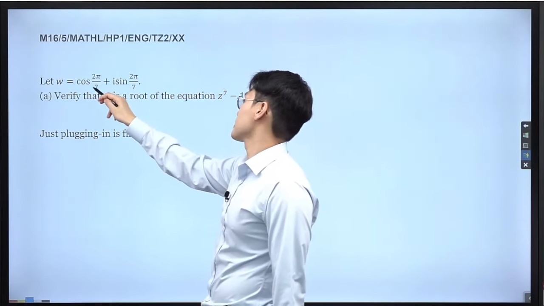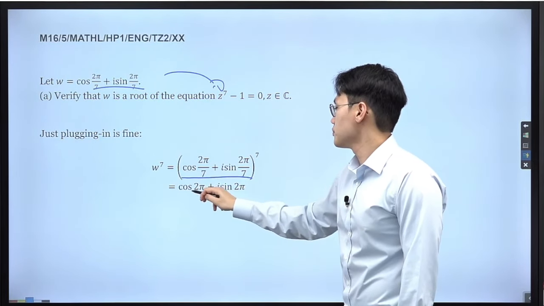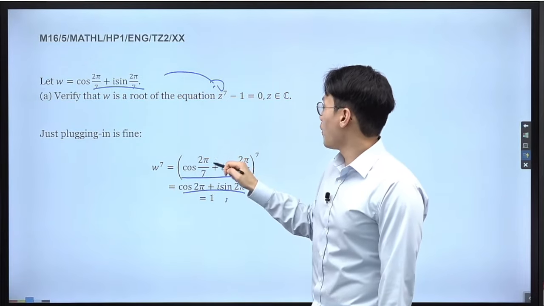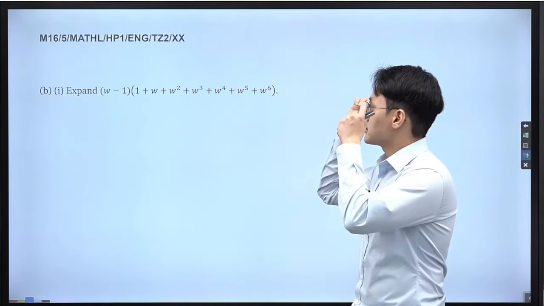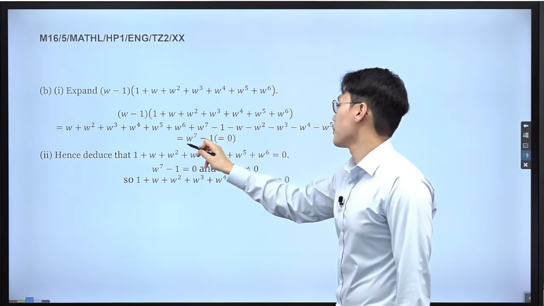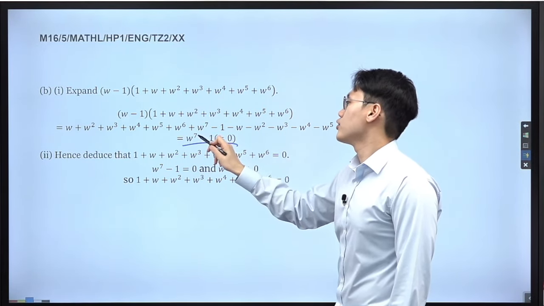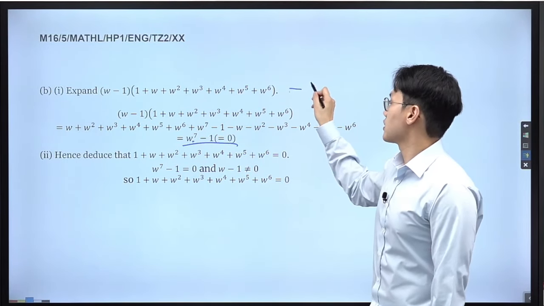So we just have to plug the cis 2 pi over 7 in here. Using De Moivre's theorem, this will become cis 2 pi, which becomes 1. So omega to the 7 minus 1 will be 1 minus 1, hence becoming 0. Easy peasy lemon squeezy. So if you expand this out, if you do the distribution, you see there's going to be omega to the 7 minus 1, where omega was a root because it made it 0, didn't it? So we know it's going to be 0.